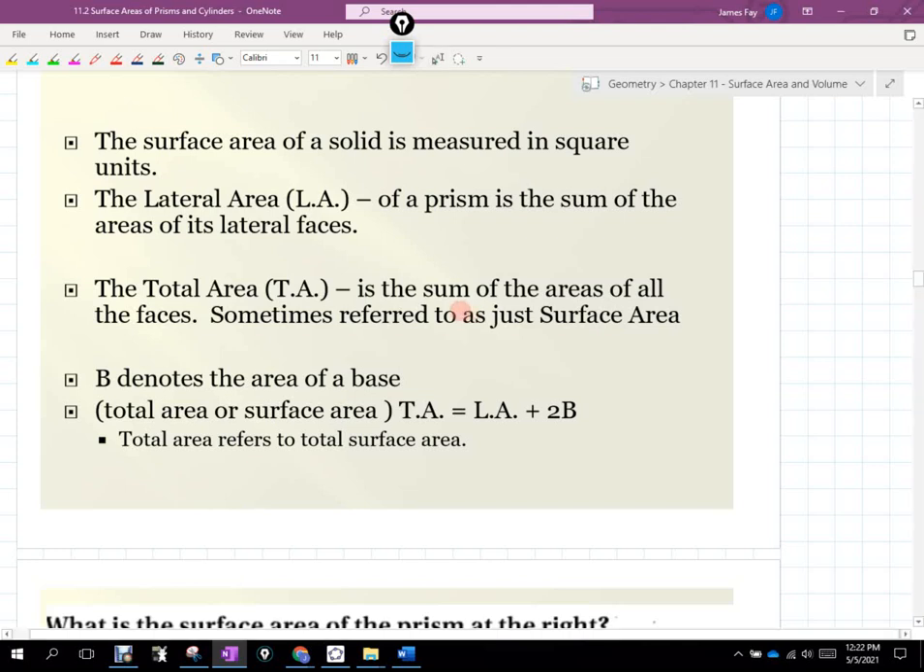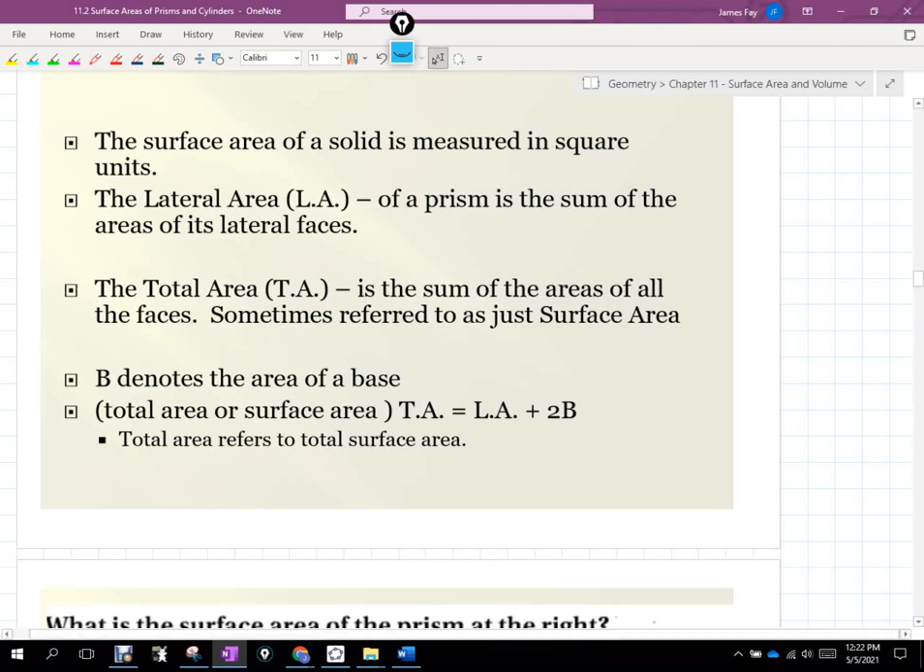So lateral area, that's adding up all your lateral surfaces. If I add those together, I find that value. I don't have surface area because I don't have the bases added together. But we know a relationship between the bases is that they are identical or congruent shapes. So if I want to find the complete surface area, I have to find one base and double it, and then add that to my lateral area. So total area refers to total surface area.